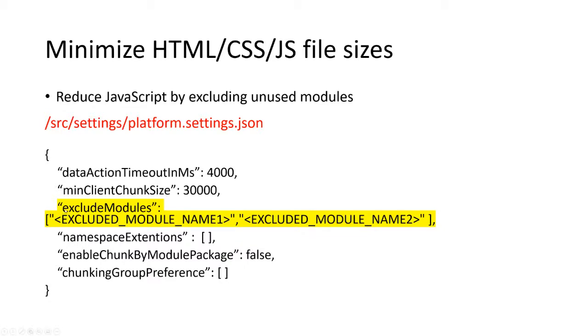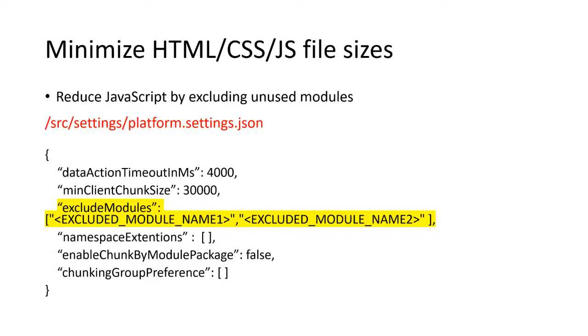But we have a property in here called exclude modules. So if you know there are a set of modules that you just don't use on your e-commerce site that we ship, you can add them here and then we won't serve up the JavaScript. So that's one way to reduce your size.